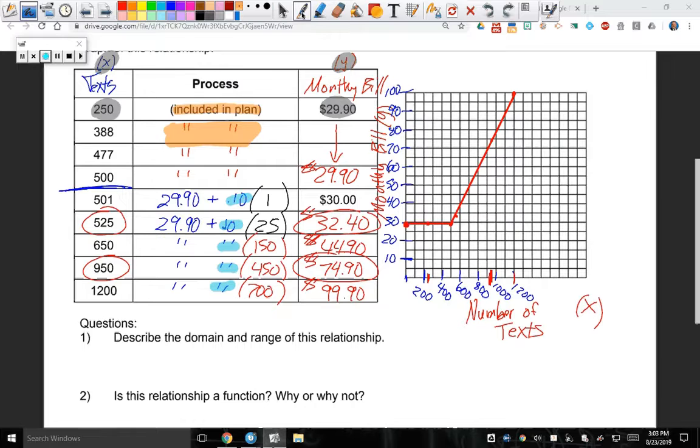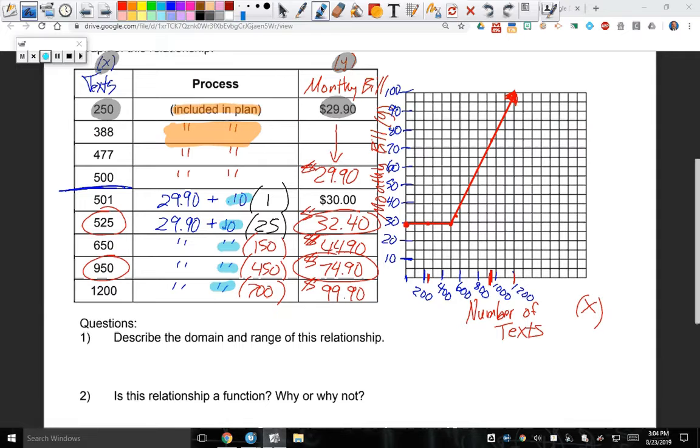Now, let me ask you, should I put an arrow here, or could I put an arrow there, yes or no? Yes, I can. Because I could continue to text forever, and my bill is just going to keep going up. Your parents won't appreciate it, but it is possible.